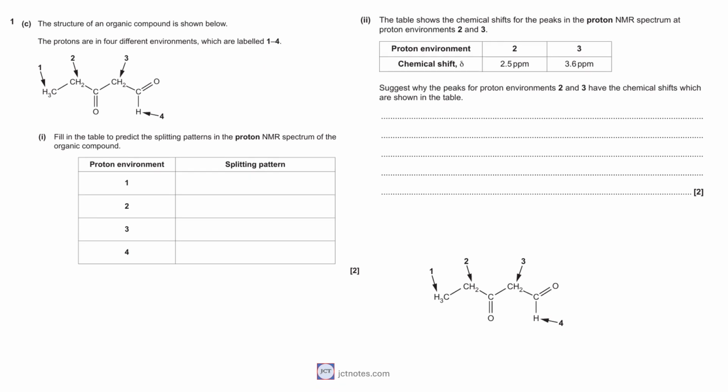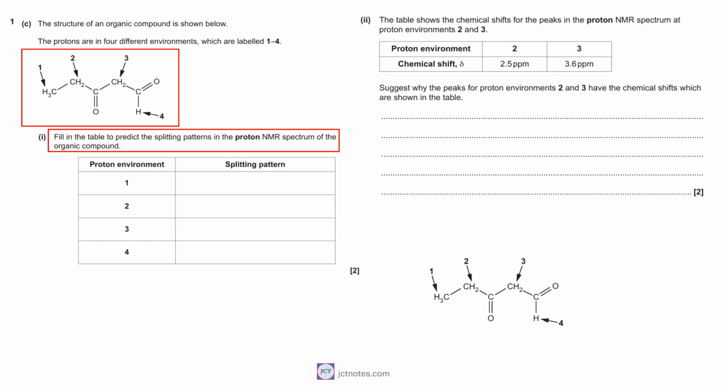In Question 1, Part C, we are given the structure of an organic compound, with 4 protons labeled 1 to 4. In the first question, we are asked to fill a given table with the splitting pattern of the proton NMR spectrum. In the proton NMR, the splitting pattern of the hydrogen atoms attached to one carbon is going to be determined by the number of protons in the adjacent carbon atom, and it is given by the formula n+1, where n is the number of protons in the adjacent carbon.